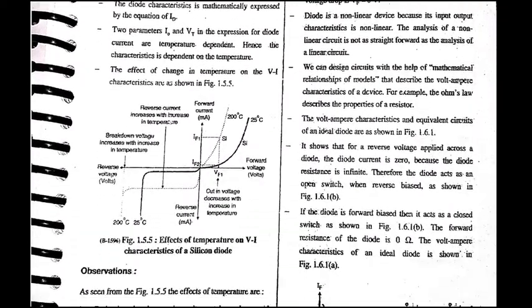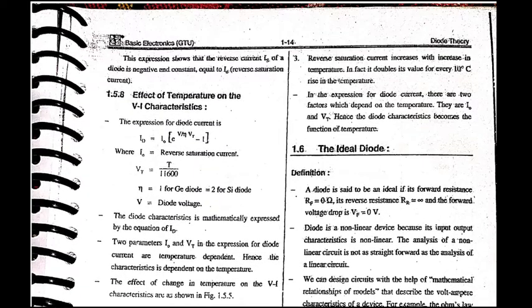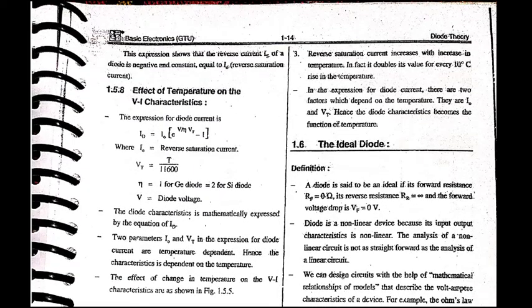We have seen if we increase temperature, how the graph of the VI characteristics changes. With the increase in temperature, the cut-in voltage decreases and the breakdown voltage increases. And yes, with every 10-degree rise in temperature, the reverse saturation current doubles itself. That's all for today.